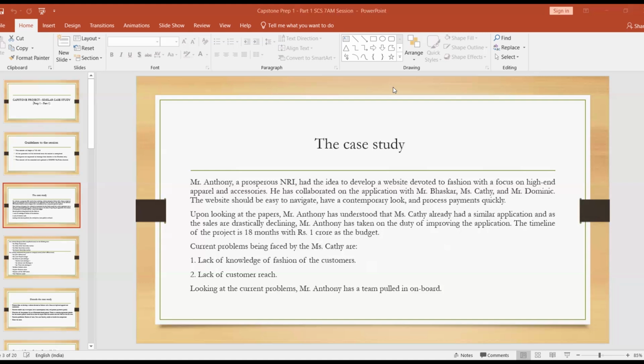As of now, the current problems being faced by Mr. Kathy are lack of knowledge of fashion of the customers, and lack of customer reach. By looking into these current problems, Mr. Anthony has pulled a team on board. If we discuss in detail, there are two types of problems specifically mentioned about Mr. Kathy, which he faced earlier. The major current problem is lack of knowledge of fashion of the customers. The second problem is lack of customer reach. So let us try to decode in detail.